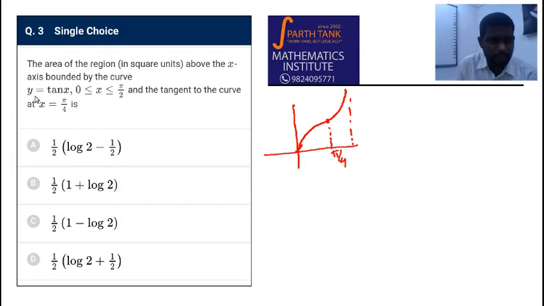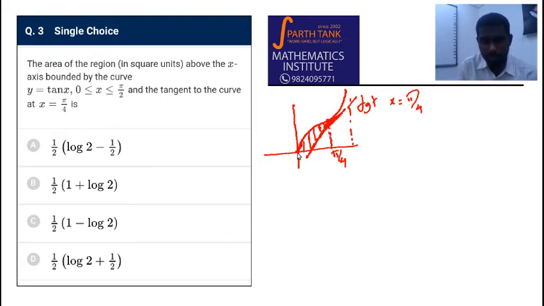They say the area bounded by this curve and the tangent to the curve at x is equal to pi by 4. That is, I draw a tangent to this curve at this point, x is equal to pi by 4. So let us say this is the tangent at x is equal to pi by 4. So the area above the x-axis bounded by this curve and the tangent is this area, okay. So how much is this area is the question we are asked.